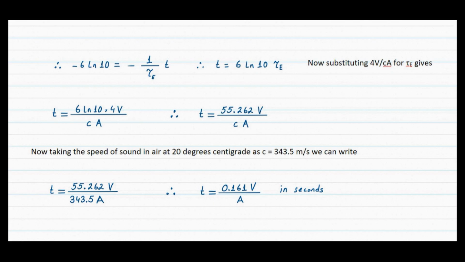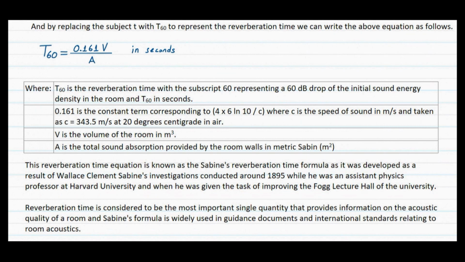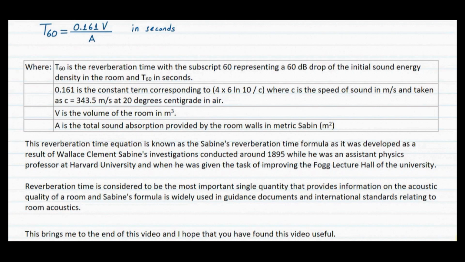Now, taking the speed of sound in air at 20 degrees centigrade as c equals 343.5 meters per second, we can write t is equal to 0.161 times V over A in seconds. And by replacing the subject t with T sub 60 to represent the reverberation time, we can write the above equation as follows. This reverberation time equation is known as Sabine's reverberation time formula, as it was developed as a result of Wallace Clement Sabine's investigations conducted around 1895 while he was an assistant physics professor at Harvard University, and when he was given the task of improving the Fogg lecture hall of the university.